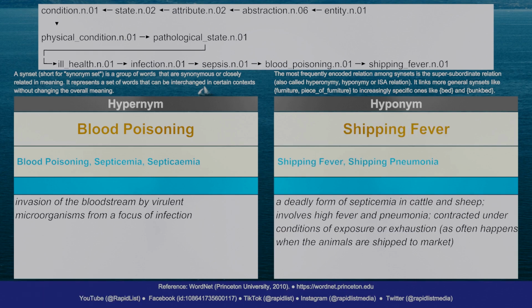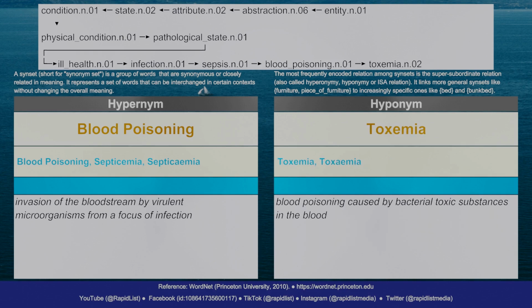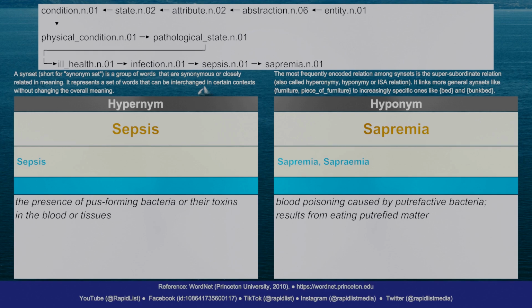Shipping fever. A deadly form of septicemia in cattle and sheep, involves high fever and pneumonia, contracted under conditions of exposure or exhaustion, as often happens when the animals are shipped to market. Toxemia. Blood poisoning caused by bacterial toxic substances in the blood. Supremia. Blood poisoning caused by putrefactive bacteria, results from eating putrefied matter.